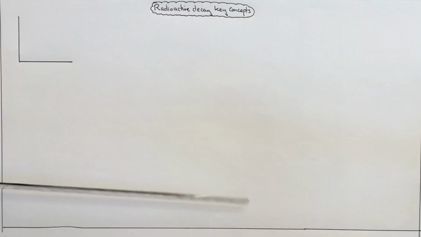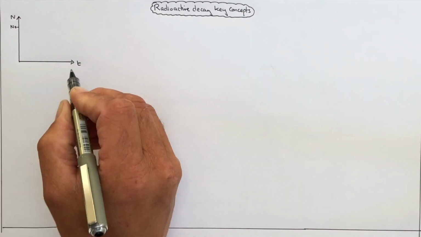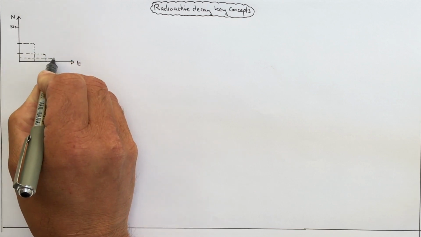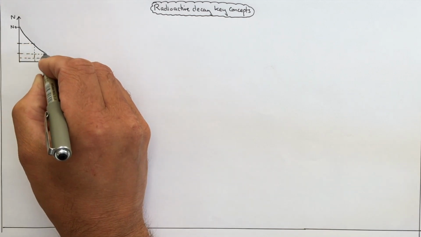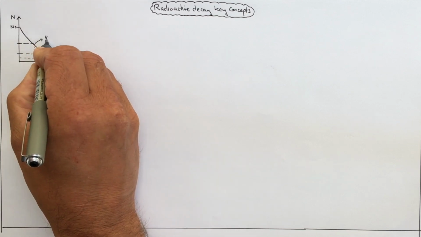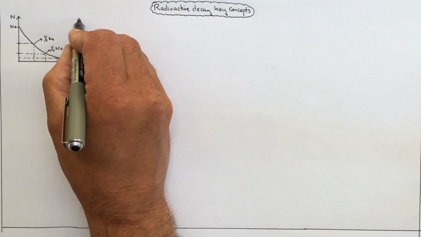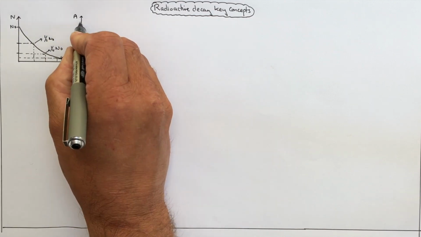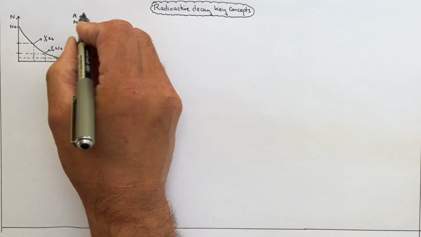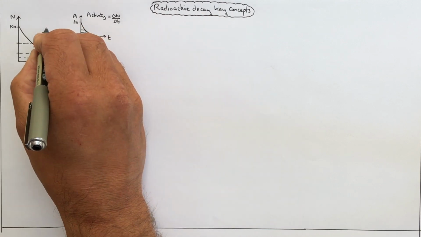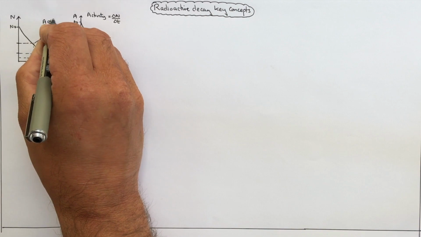If we plot the number of parent nuclei against time, we know that it decays exponentially and that it has a half-life, and every half-life the number of parent nuclei drops by a factor of 2. We can also plot activity against time and we get exactly the same relationship, because activity is directly proportional to the number of parent nuclei.